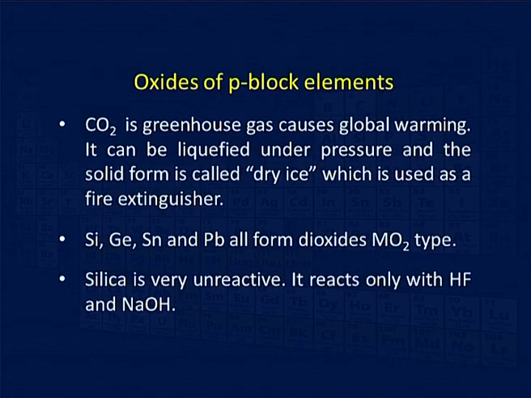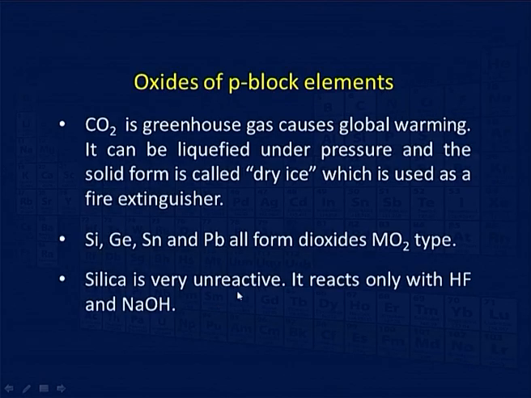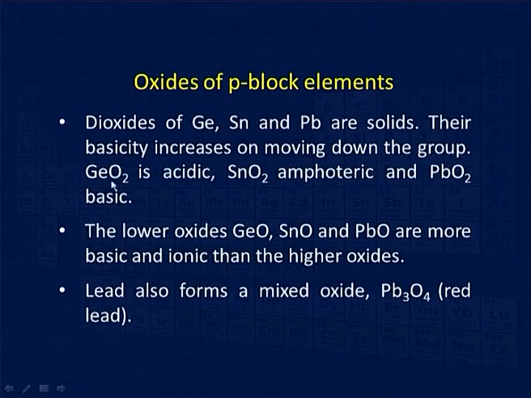Silicon, germanium, tin and lead all form dioxides of MO2 type, meaning SiO2, GeO2, SnO2 or lead oxide. This SiO2, silica, is very unreactive in nature. It reacts only with hydrofluoric acid and sodium hydroxide. The dioxides of germanium, tin and lead are solid. Their basicity increases on moving down the group. Germanium oxide is acidic, stannic oxide is amphoteric, lead oxide is basic in nature.